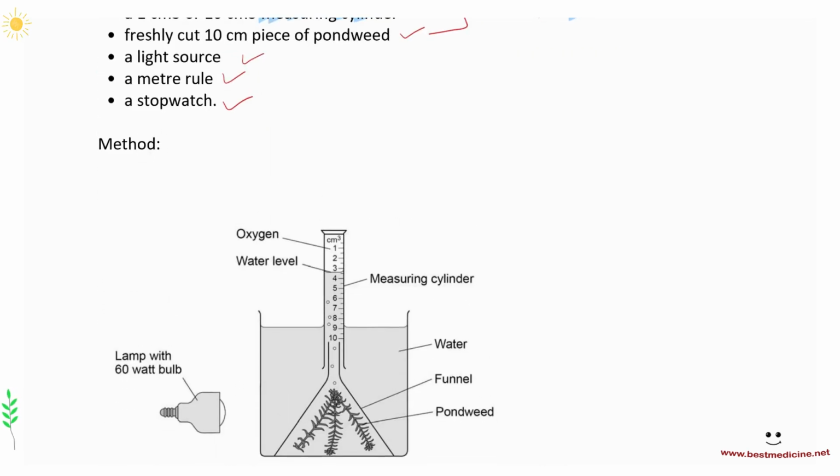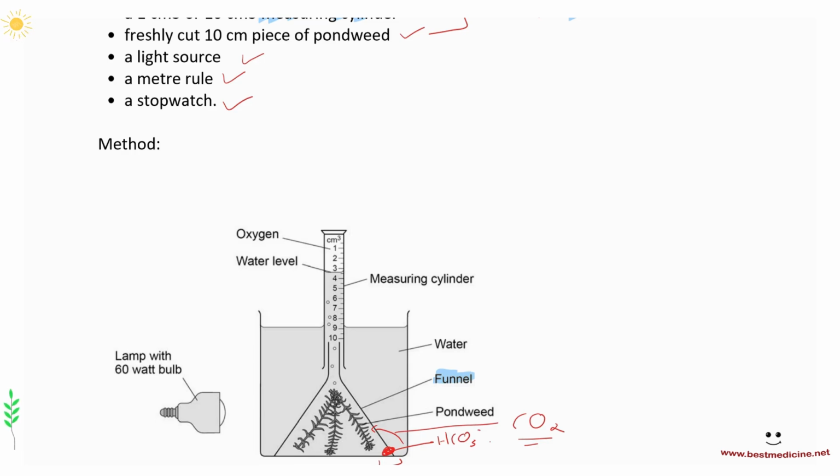Okay, so here's the method. You place the pondweed inside the water and place the funnel on top of it. It is completely trapped in water so that you're able to see any bubbles that are being produced. On top of this, you might have a little bit of hydrogen carbonate source here, which supplies the CO2 that is required for photosynthesis.